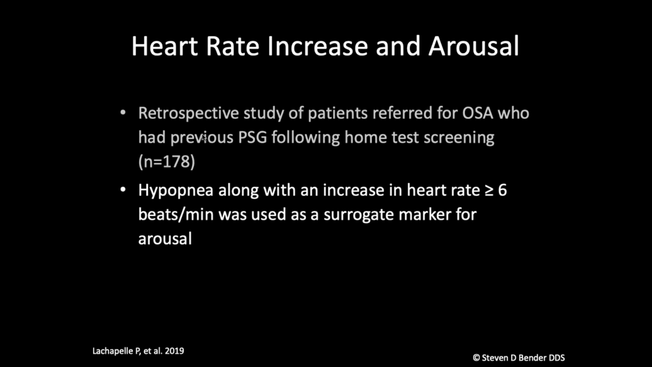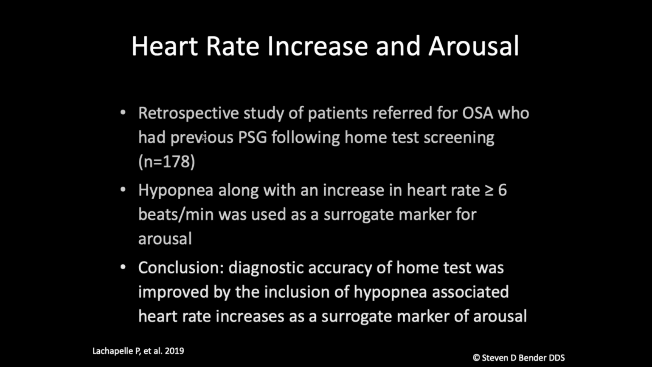In other words, they looked to see when the heart rate increased more than 6 beats per minute. And what they found was that the diagnostic accuracy of their home test was improved if they did look at that marker for arousal. So the bottom-line take-home is we don't want to just look at the oxygen saturation. We also want to take note of the heart rate variability as a marker for arousal, because that is suggestive of something going on during sleep.